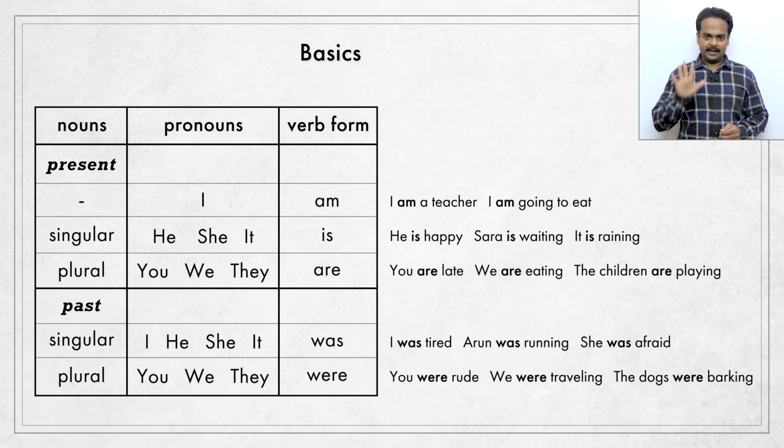The verb be has 5 forms. We say I am, he, she, it, or any singular noun is, and you, we, they, or any plural noun are. This is in the present tense. In the past tense, we say I, he, she, it, or any singular noun was, and you, we, they, or any plural noun were. These are the very basic rules of subject-verb agreement. So now, let's discuss some more advanced topics.